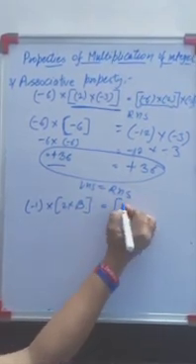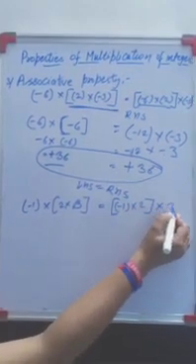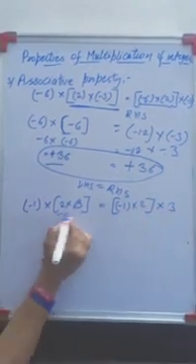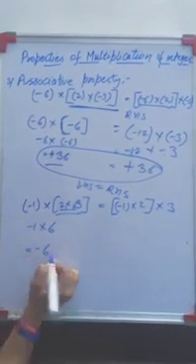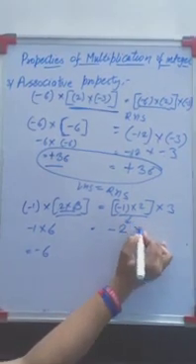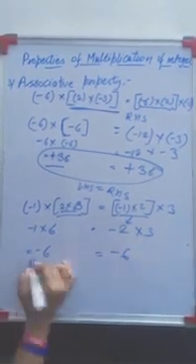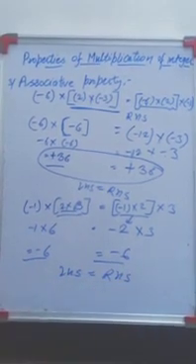Will it be equal to minus 1 into 2 into 3? Let us check. First solve the bracket. Minus 1 into 2 into 3 is 6. The answer is minus 6. For this one, minus 2 into 3. See, again your left hand side is equal to right hand side.